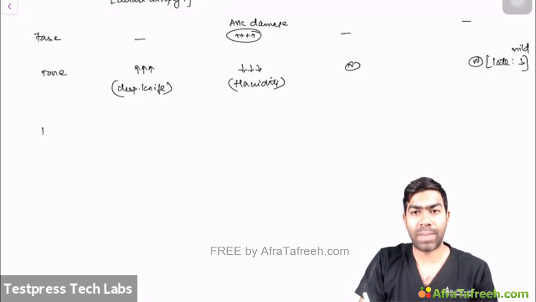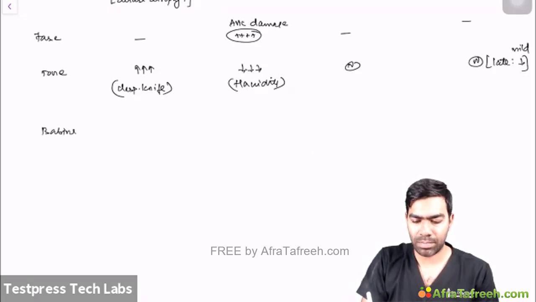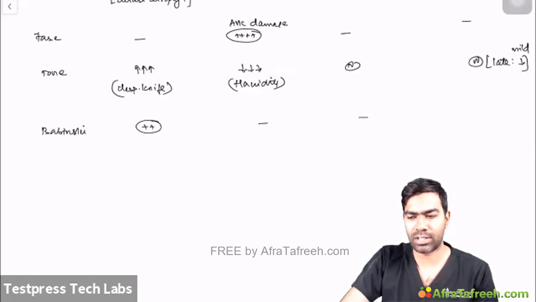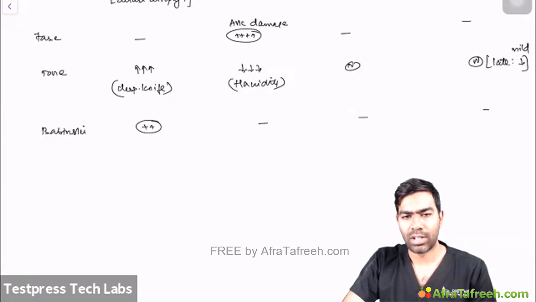Then what about the Babinski? Plantar extensor is a strong feature of a UMN lesion. It's never seen in the setting of an LMN lesion or muscle disorders.